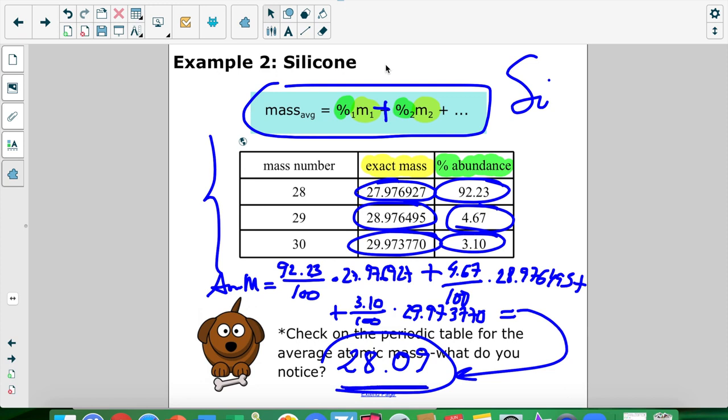And then you can ask me, hey, Miss G, but why do I have to calculate or learn how to calculate the average mass of the elements if I actually can find them on the periodic table?